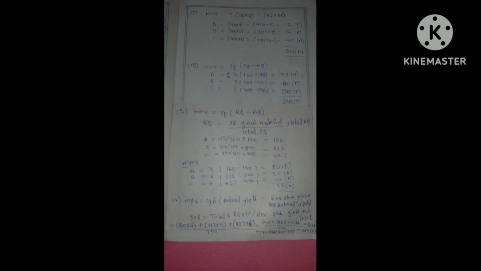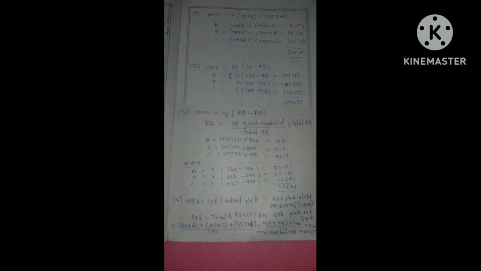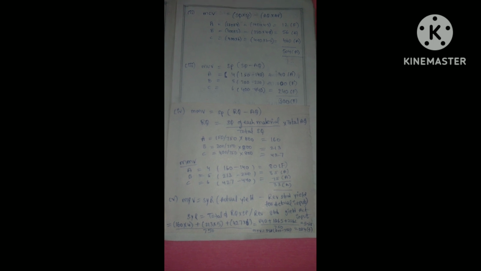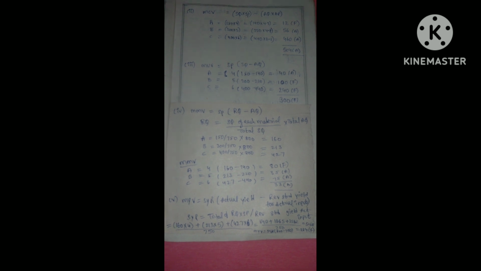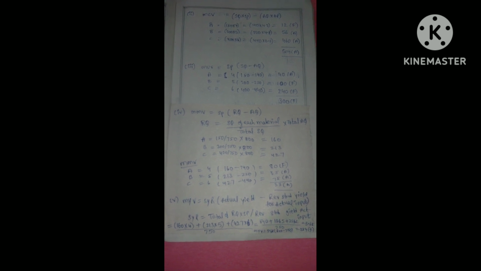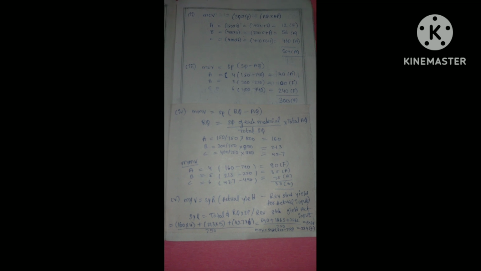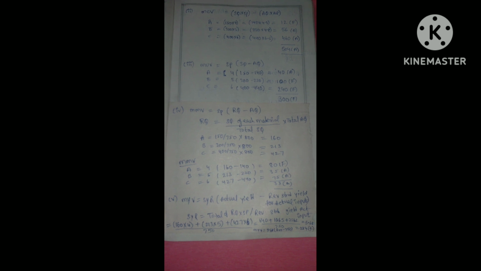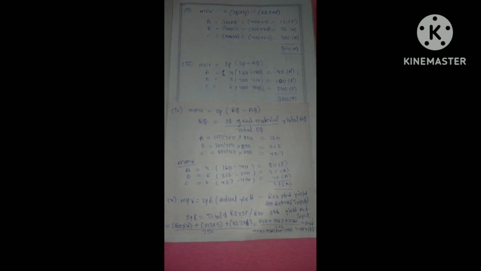And in chemical B, standard quantity is 200 and standard price is 5, and actual quantity is 220 and actual price is 4.8. So 200 into 5 minus 220 into 4.8, we will get 56 adverse. And in chemical C, standard quantity is 400 and standard price is 6, and actual quantity is 440 and actual price is 6.5. So 400 into 6 minus 440 into 6.5, we will get 460 adverse. First total the adverse values, that is 56 plus 460, we will get some value. Subtract 12 from that value, so we will get 504 adverse.